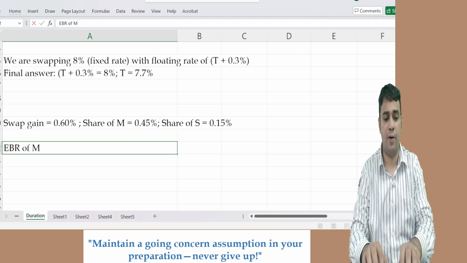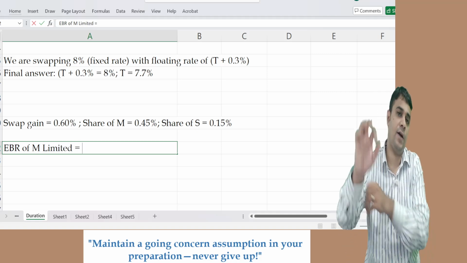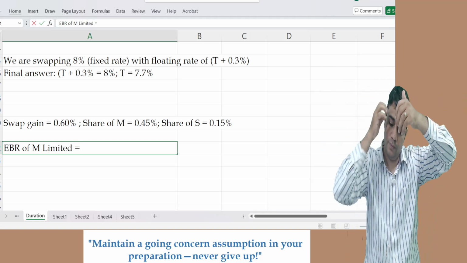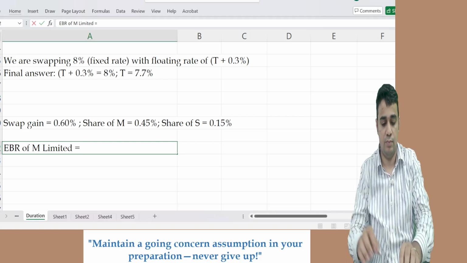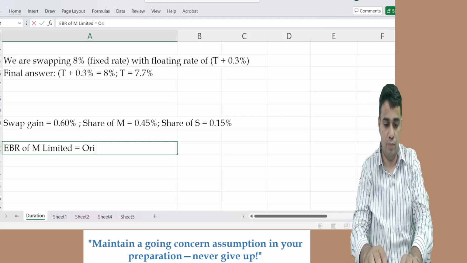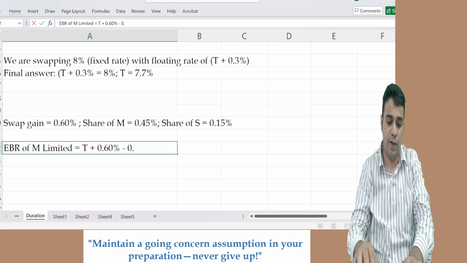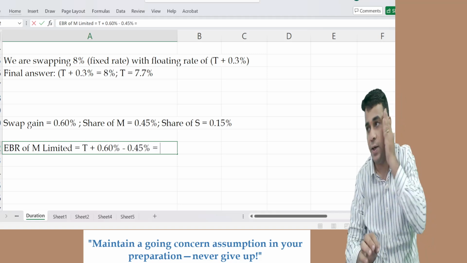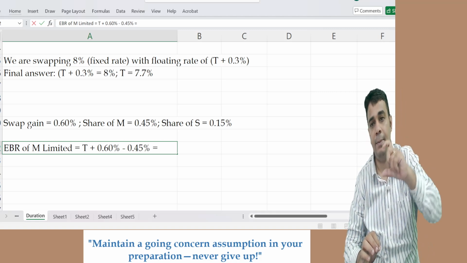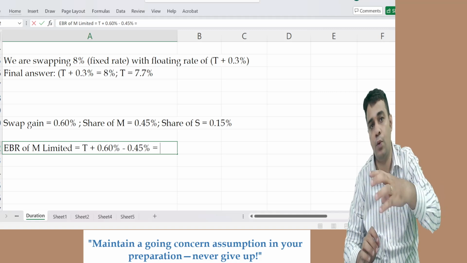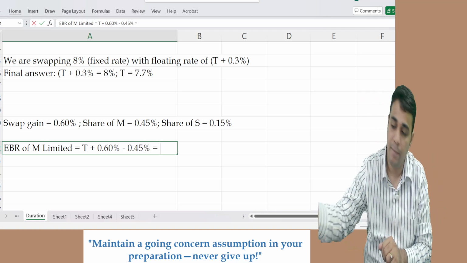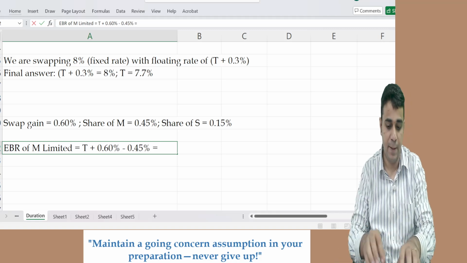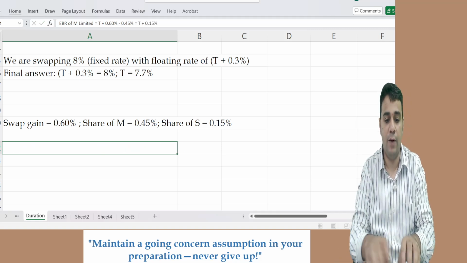Effective borrowing rate of M Limited is equal to what was the originally planned rate for M Limited? T plus 0.6. In this, I will save 0.45. We did this as a table in the earlier scenario. I wanted to start with explaining in detail. Now we have understood the concept. T plus 0.6 minus 0.45. We get T plus 0.15%.